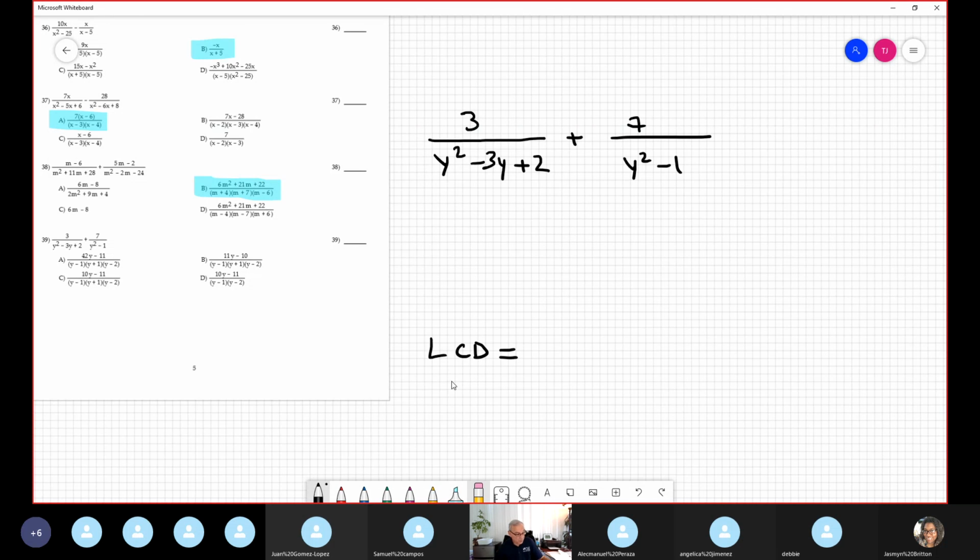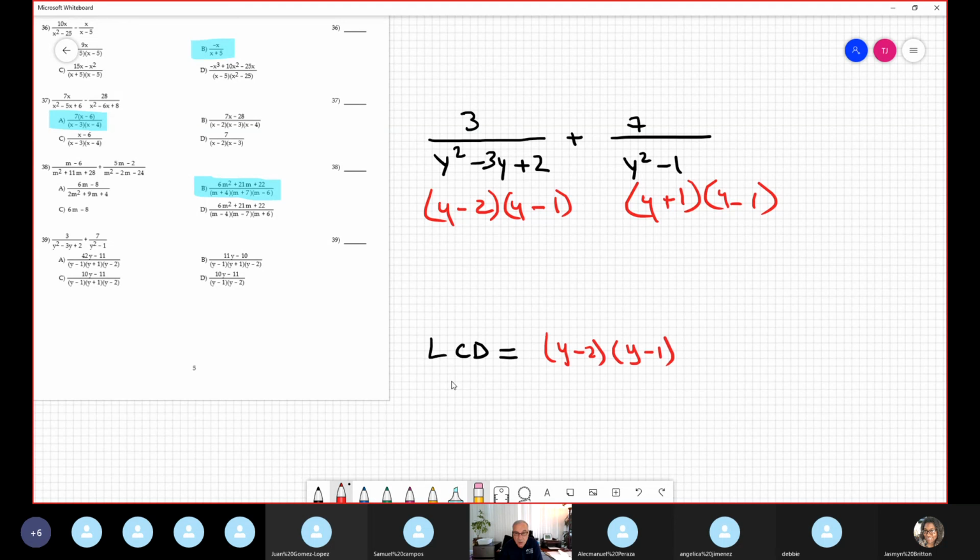Well. Professor, I need to do the factorization first. Okay, I understand. Try. Trinomial, binomial. Why? 2 and 1. Because 2 times 1 is 2, and 2 plus 1 is 3, minus both. Yeah, minus both. In this case, difference of squares, y and 1, plus or minus. It's obvious that the LCD is y minus 2, y minus 1 only one time, and y plus 1. This is my LCD.